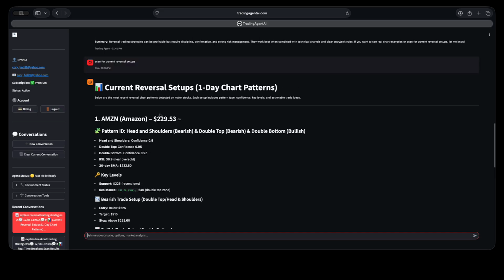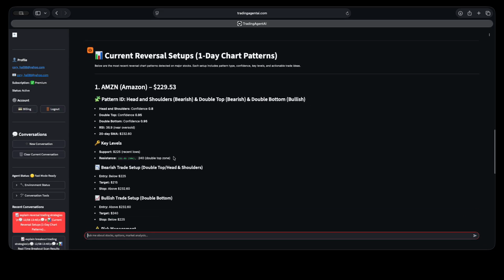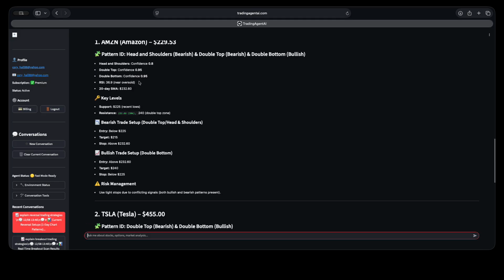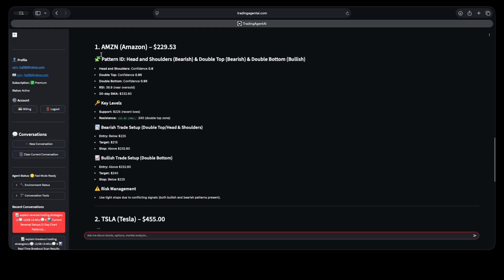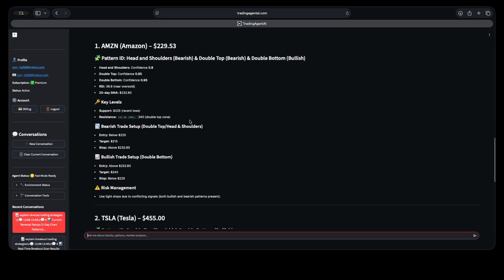So RSI is near oversold, and so it's definitely been bearish. The 20-day SMA is 232, so we're below the SMA. Support level is 225, and so we are near a support level here. And the resistance level is 232, the SMA, and then 240 is the double top zone.